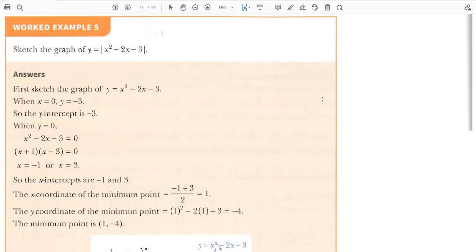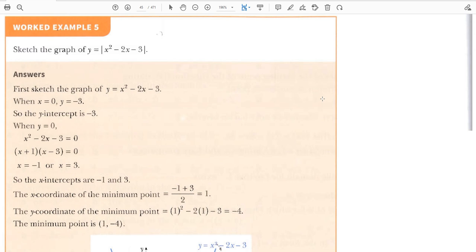Worked example 5. Sketch the graph of y equals x squared minus 2x minus 3. Answer. First, sketch the graph of y equals x squared minus 2x minus 3, means without the absolute function. When x is 0, then y is minus 3. So the y-intercept is minus 3. When y is 0, then we will have a quadratic equation, x squared minus 2x minus 3 equals 0. Factorize this equation, (x plus 1)(x minus 3) equals 0, x equals minus 1 or x equals 3. Now we have x-intercepts minus 1 and 3.